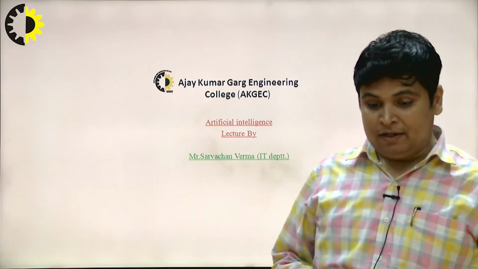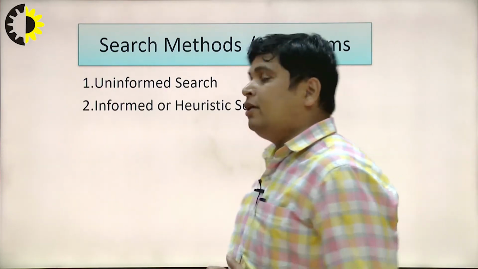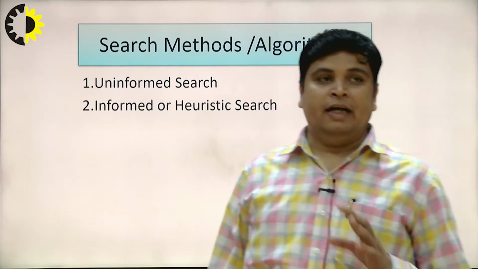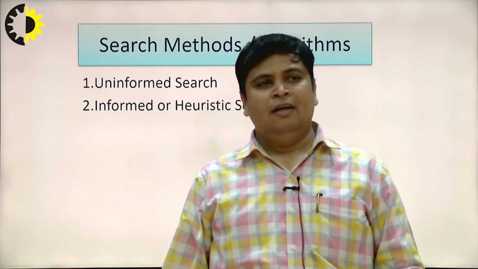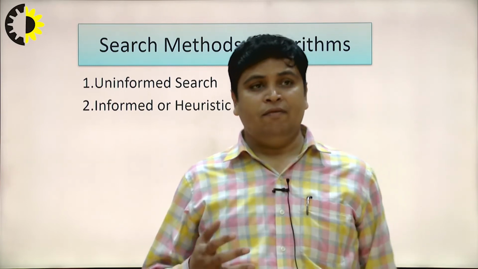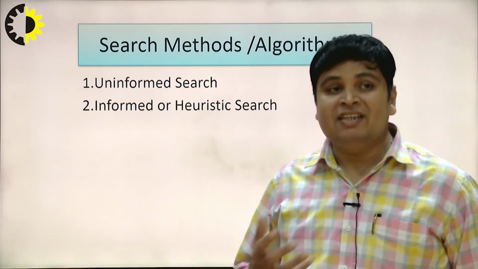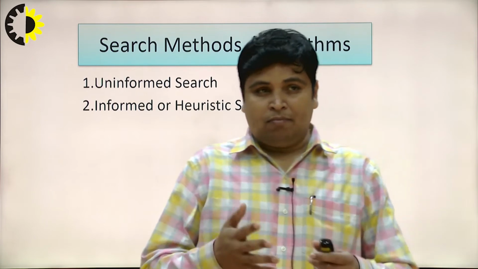In the video lecture series today, I am going to discuss different searching algorithms and searching methods available in artificial intelligence systems. If we're talking about searching methods and algorithms in AI, we see two types of searching. First one is uninformed search and second one is informed or heuristic search.